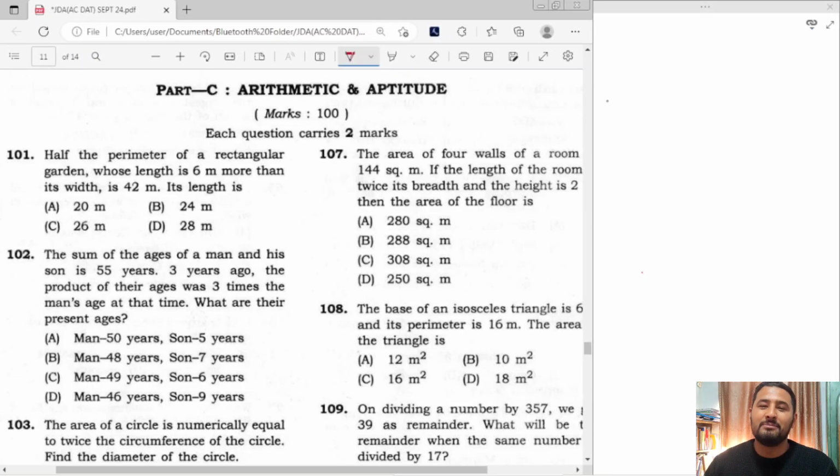As per your demand, today I'll be solving the question paper of JDA which was conducted by MPSC on 12th April 2025. So I'll be doing the arithmetic and aptitude part. Let us begin with the first question, that is question number 101.